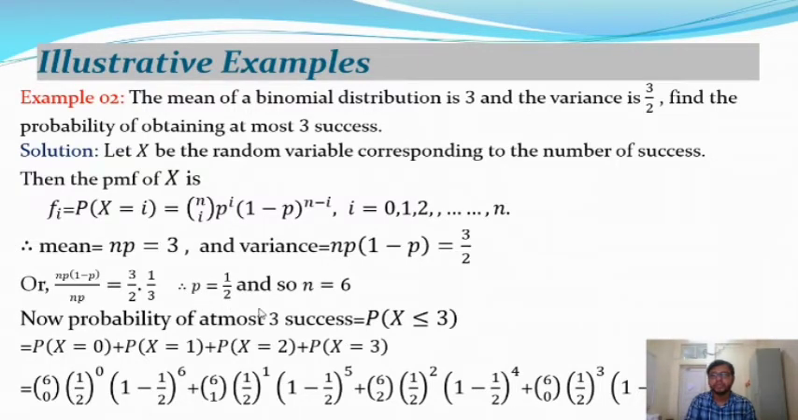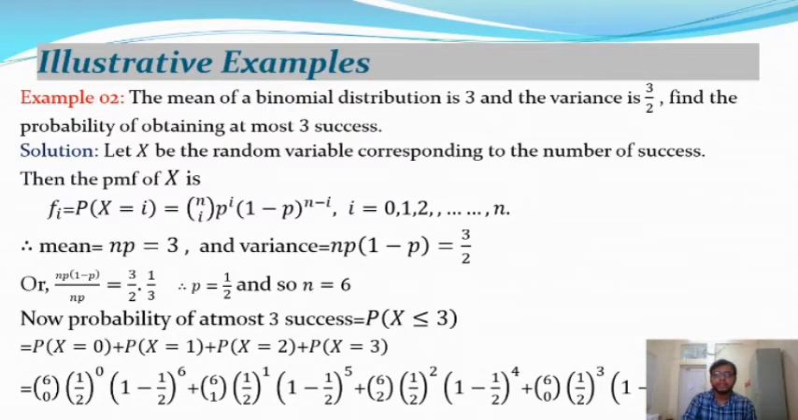Okay, and applying these two parameters, we will get the probability of at most 3 successes, and it is equal to probability of x less than or equal to 3. So from this we will get probability of x equal to 0 plus probability of x equal to 1 plus probability of x equal to 2 plus probability of x equal to 3, and this is equal to probability of x less than or equal to 3.